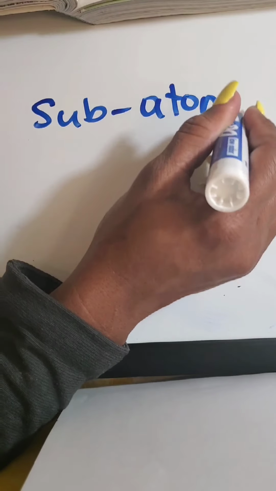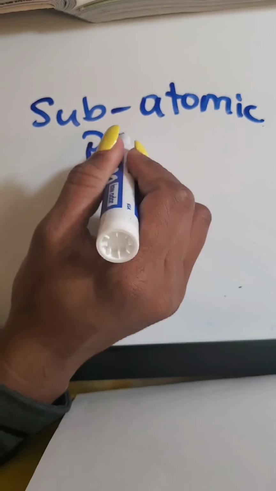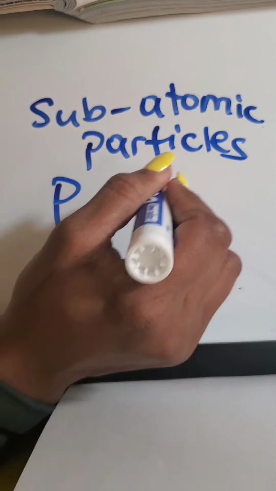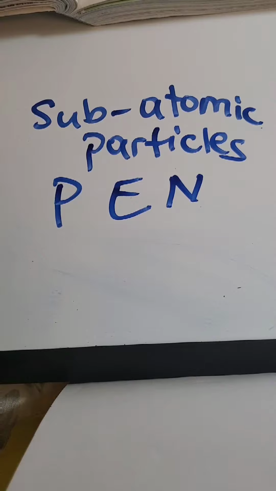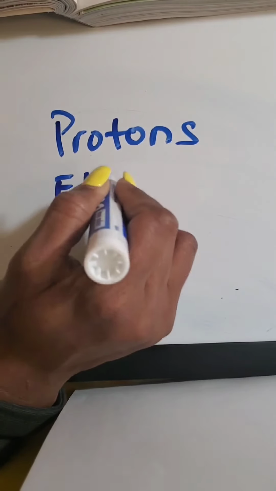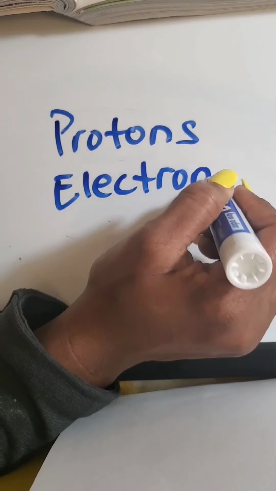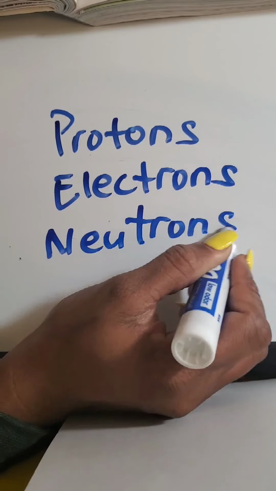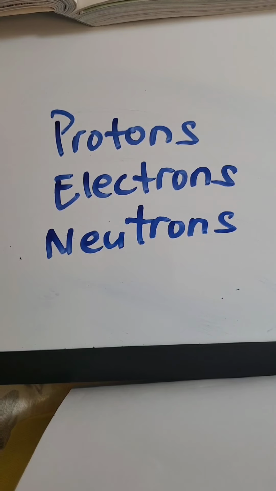Now, the atom has three subatomic particles. I like to call them PEN, P-E-N. P for protons, E for electrons, and N for neutrons. And those are our three subatomic particles. They're found in all atoms.